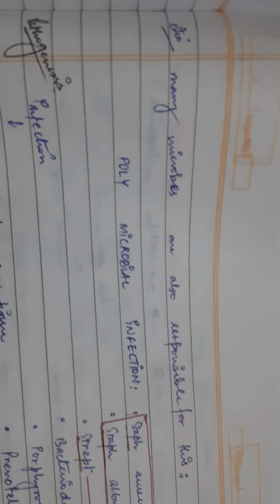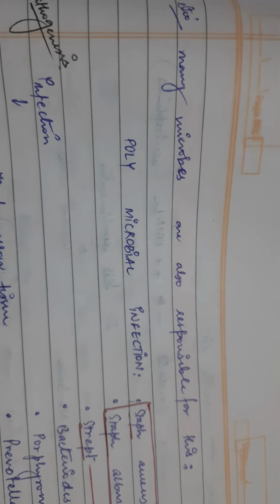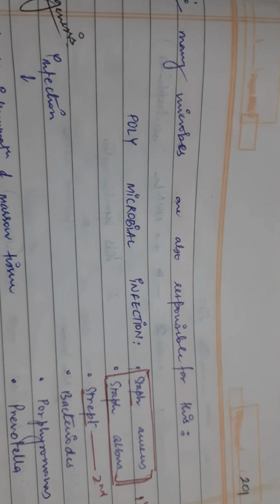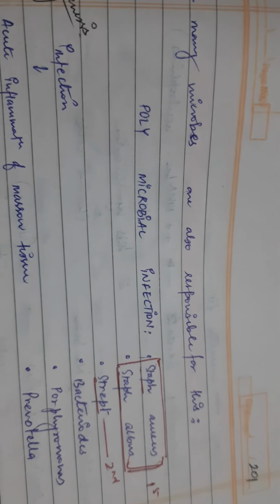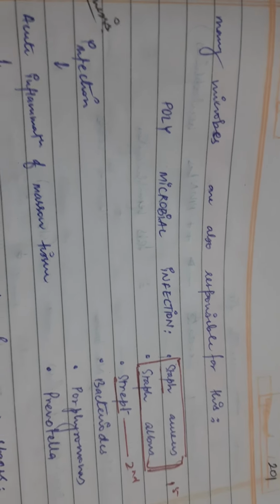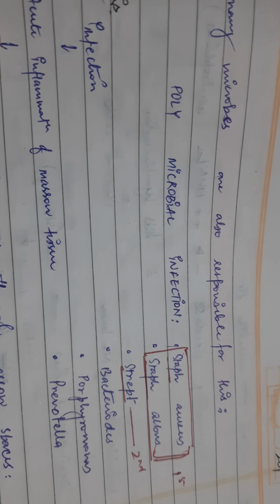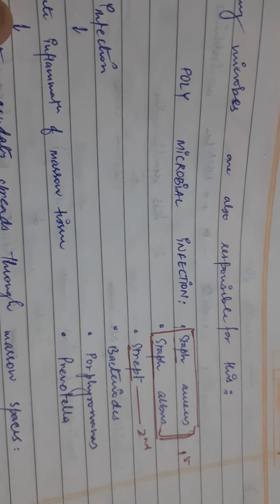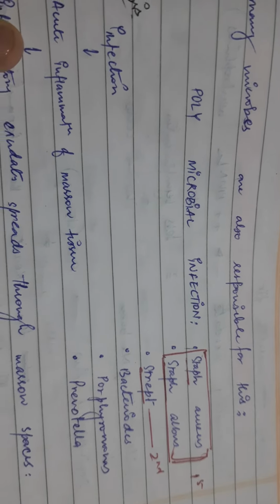Okay, then etiogenesis. Cause: many microbes are responsible for this. Polymicrobial infection: Staphylococcus aureus, Staphylococcus albus, then Streptococcus, Bacteroides, Porphyromonas, and Prevotella.